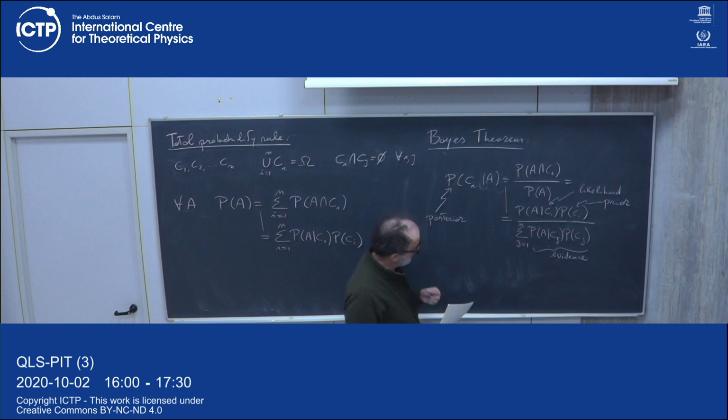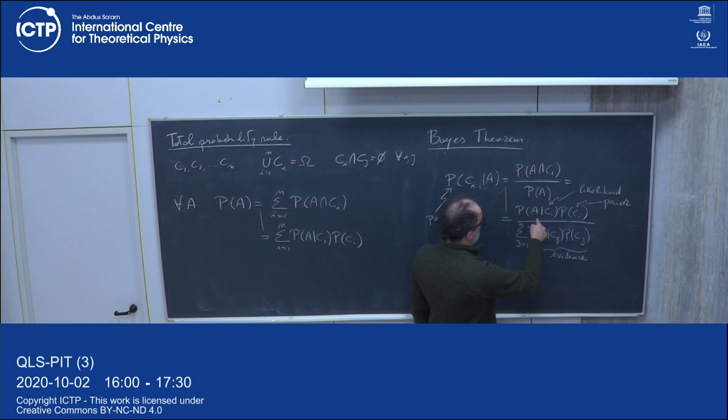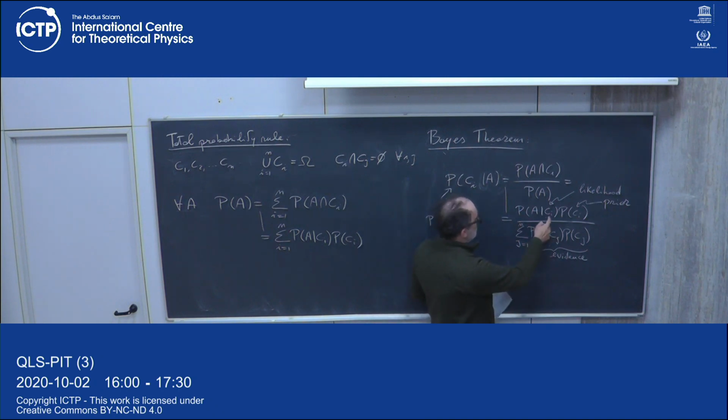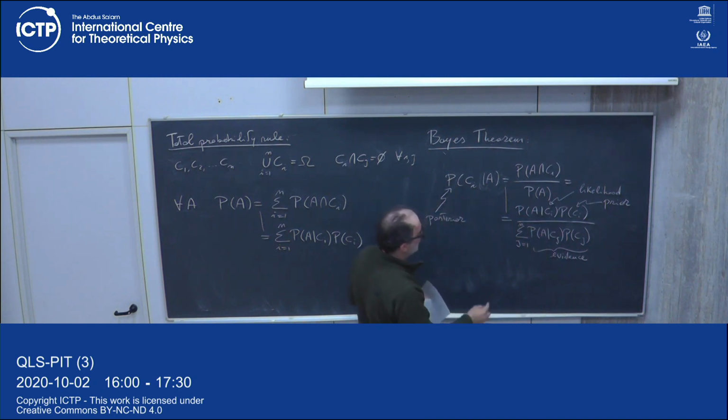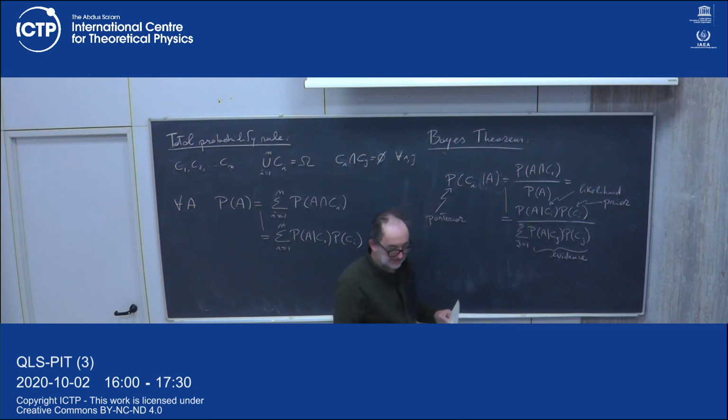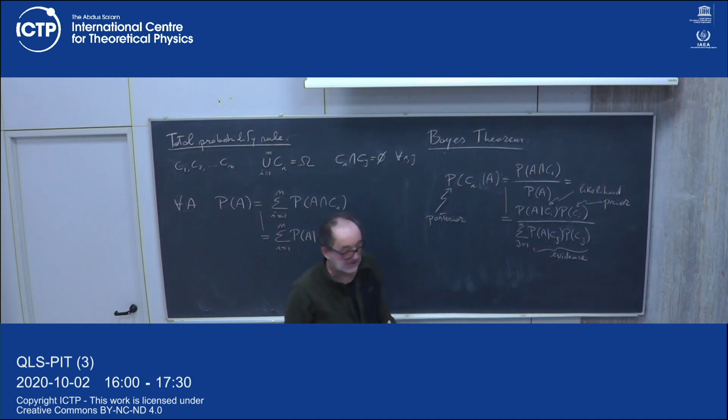So in general, A here represents, if you want, the data, the observation, and C represents the theory. What you can compute from your theory is the likelihood that something happens. But what we are really interested in is the likelihood that your theory is correct given what you have observed. And this is what Bayes' rule allows you to compute.